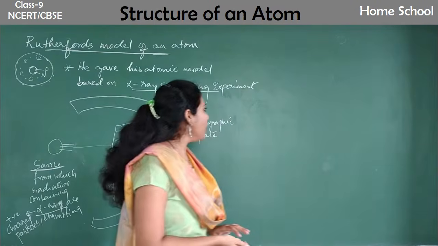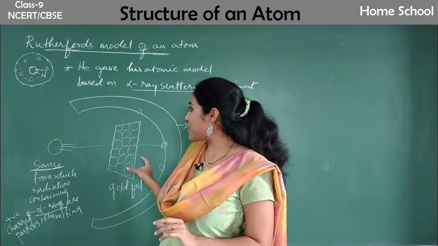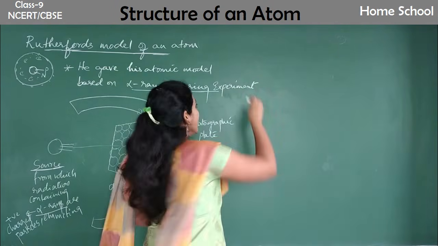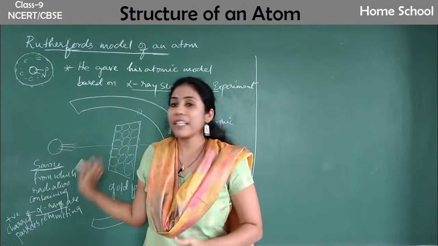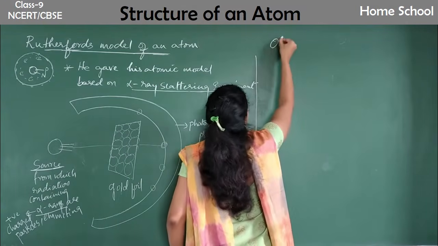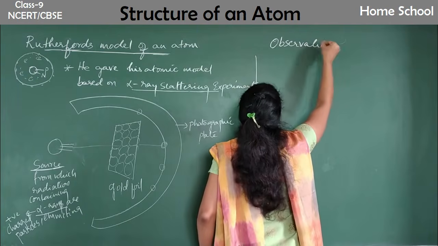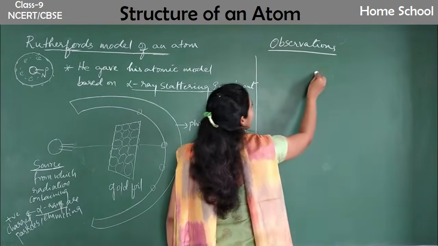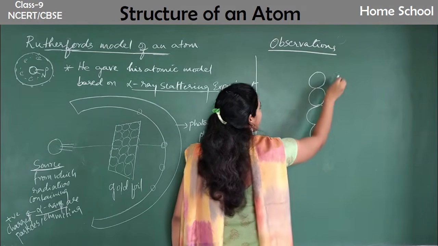Okay, and now let us list out the observations that he made from this experiment. Let us now study what he came to know about the atoms from his experiment. Observations. I am going to list out certain observations. See here, imagine these are our gold atoms, just 2 layers of gold atoms I will draw here.